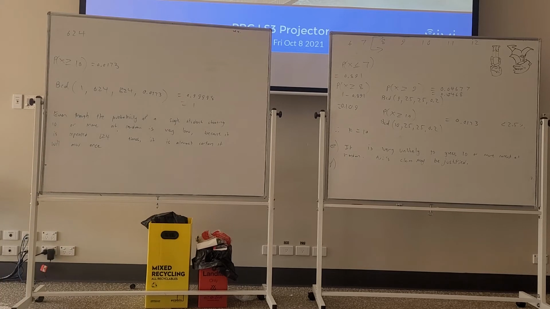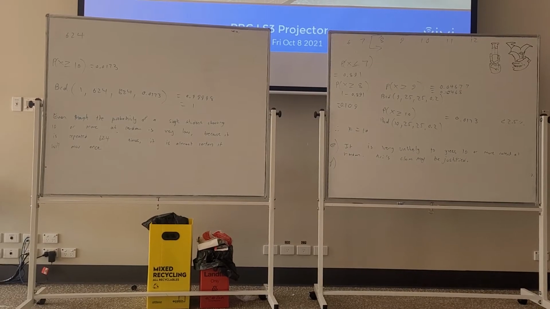I think that's a pretty good way of saying it. Even though the probability of a single student choosing 10 or more at random is very low, it's repeated 624 times, which means it's almost certain that it's going to occur once. All right? So it's like having a 1,000-sided dice. On one of those sides is a 1. You roll it enough times, eventually a 1 is going to come up.